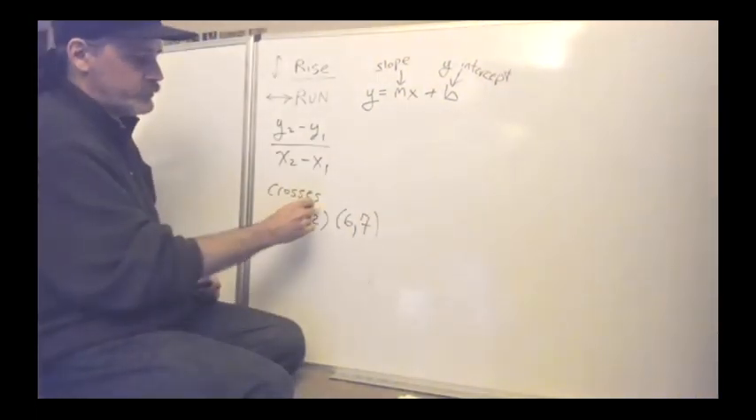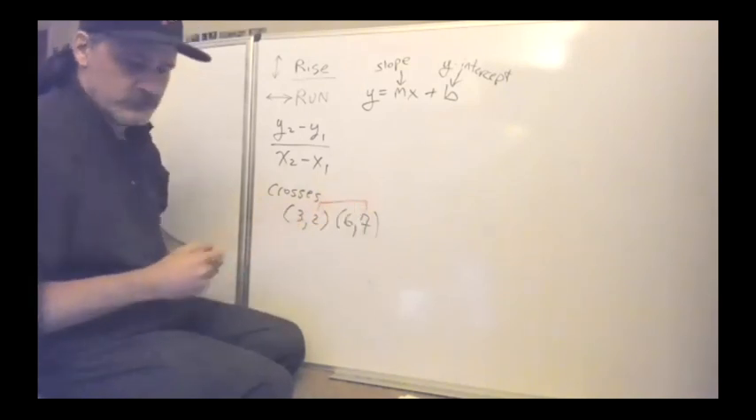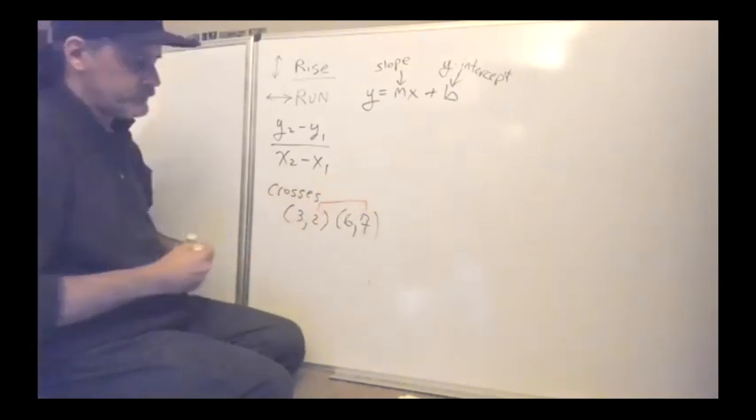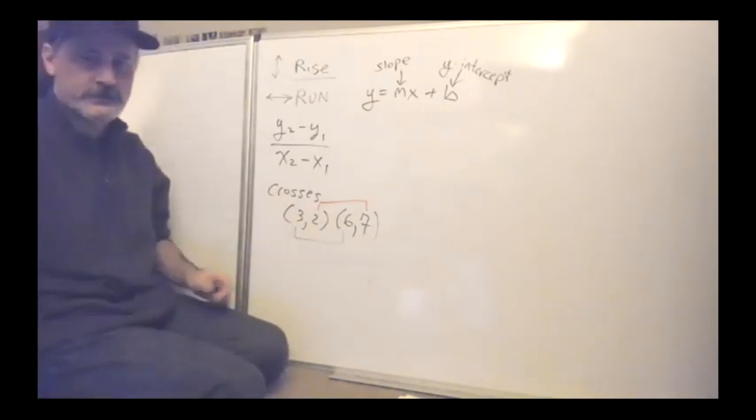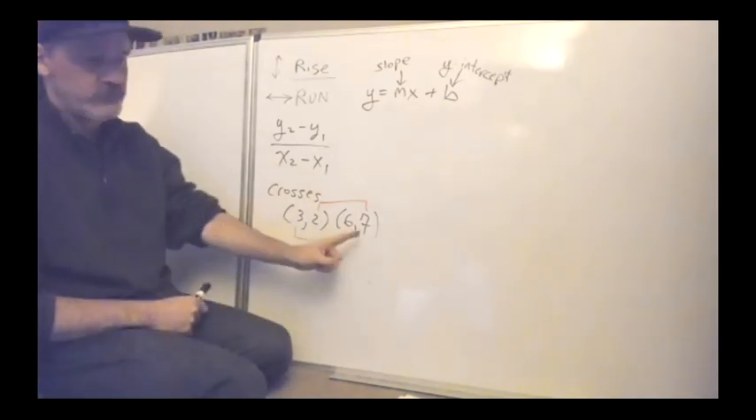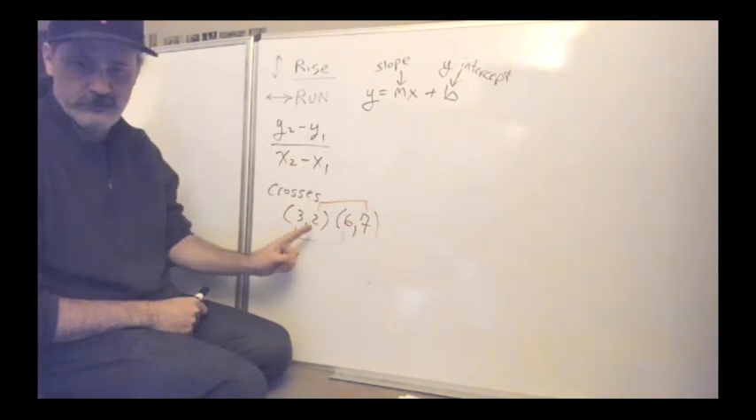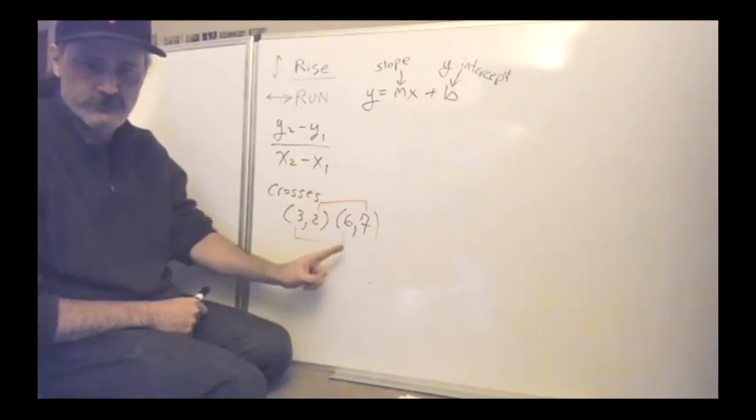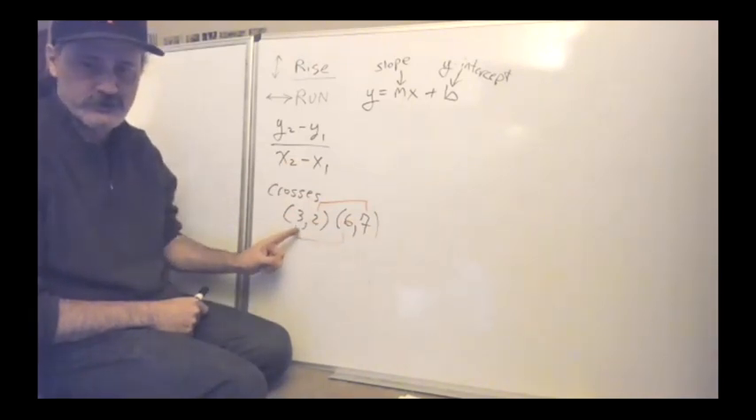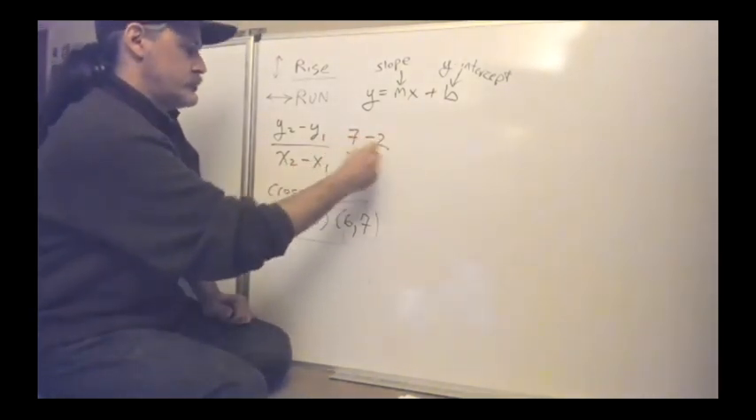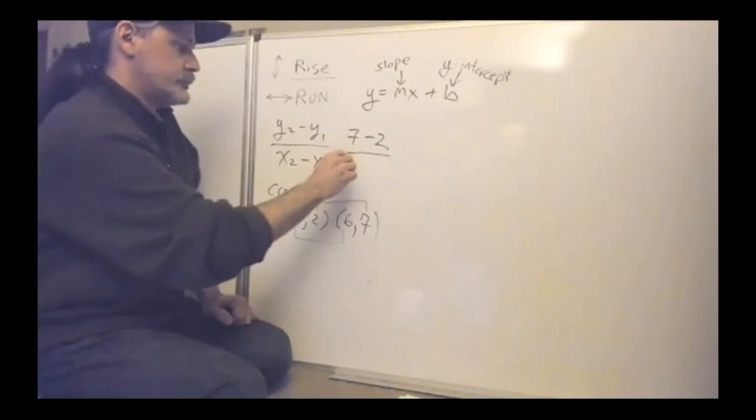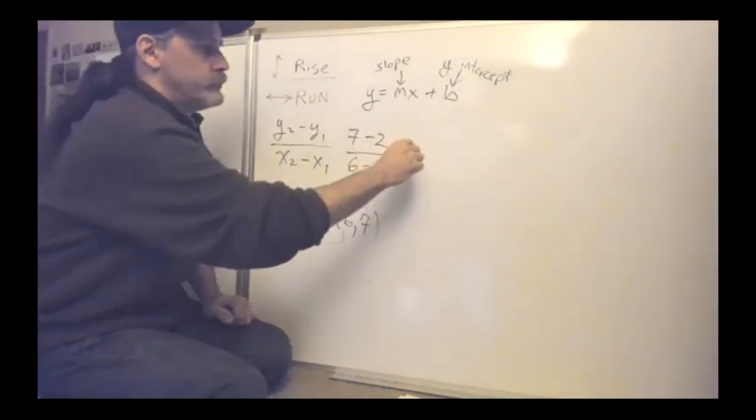All right, so I'm going to group the Y's, and then I'm going to group the X's. Okay, and again, you can go right minus left, or the second Y minus the first Y over the second X minus the first X. Okay, so 7 minus 2 over 6 minus 3, so 5/3.